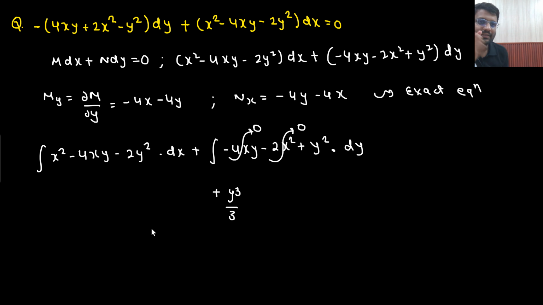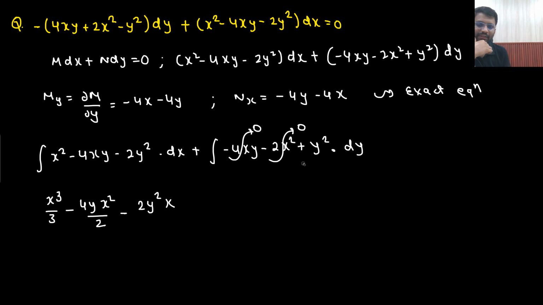Here, what will be the scenario? Sir, I need to integrate with respect to x. Y will be treated as constant. So what is the integration of x square? x cube by 3. What is the integration of 4xy? Sir, y will be treated as constant, x square by 2. What is the integration of 2y square? Sir, y will be treated as constant. There you go. This is the answer that you will be getting, plus y cube by 3, which is coming from here, plus y cube by 3 equals constant. Surely equals constant, when you are integrating both sides. Is that understandable or not?